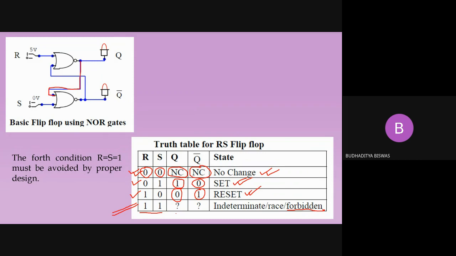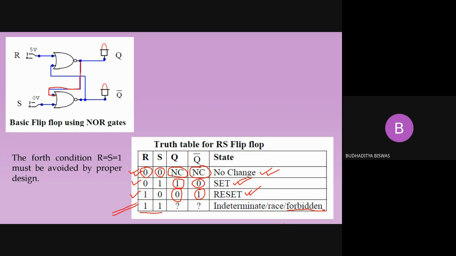Both the inputs should not be 1 at the same time, or 0 at the same time. So that means it is called the forbidden state. Using your design technique, you should avoid giving R and S 1, 1 simultaneously. This is according to your design techniques.